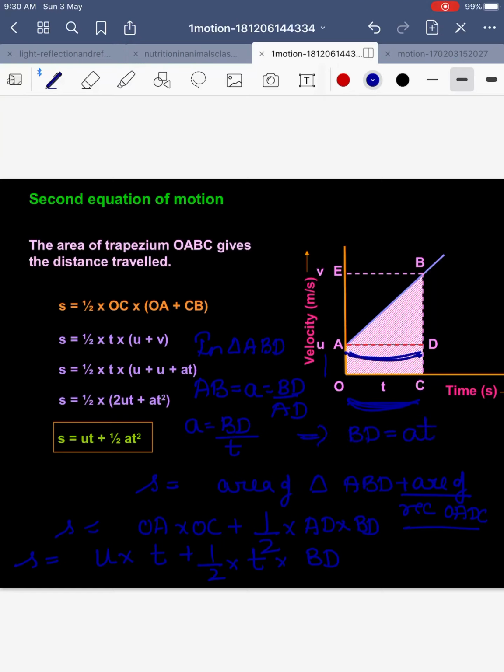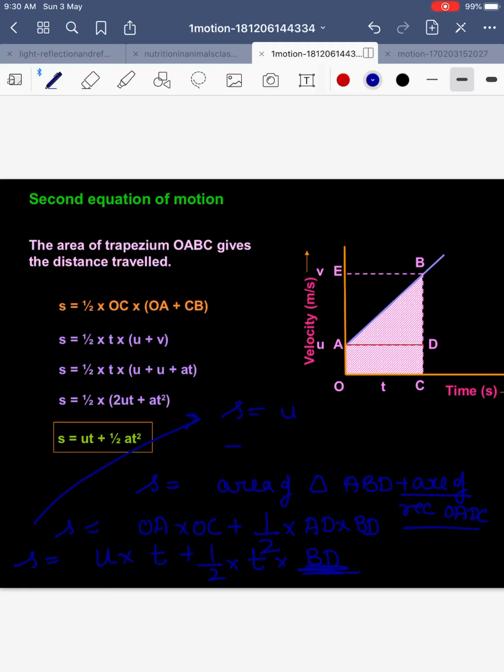After this, next step we are writing here S, it will become UT plus half T into AT, that is UT plus half A. T into T will become T square. Now this is the relation we had to derive, that is S is equal to UT plus half AT square. Is it clear? How we have derived? We have said that displacement is equal to area under the graph, so that will be sum of area of triangle and rectangle. For rectangle it is length into breadth, so it will be U into T, and for triangle it will be half base into height.